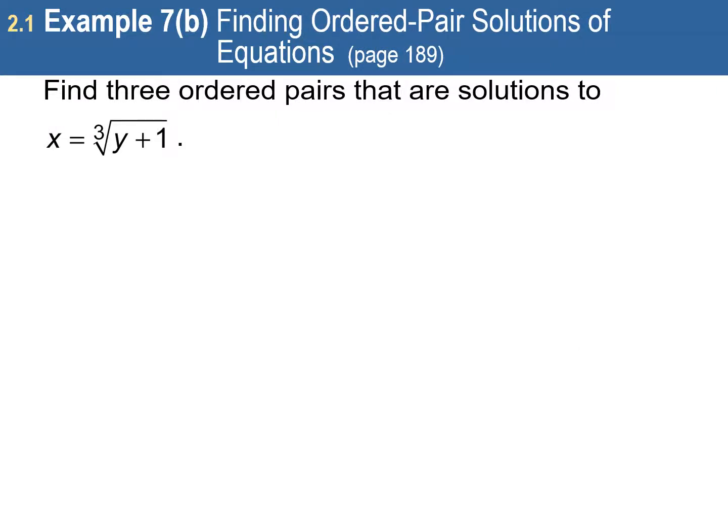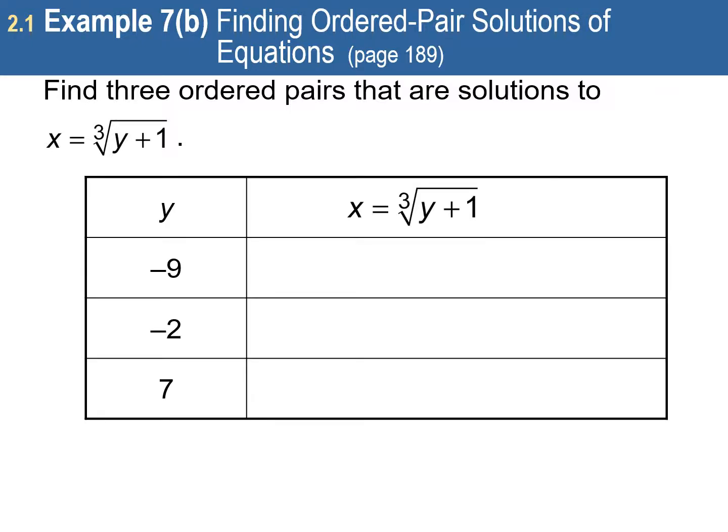Suppose I want to find three ordered pairs that are solutions to x is equal to the cube root of y plus 1. In this case, I'm going to pick values for y and substitute them in. So when I pick -9, I get x is the cube root of -8, or -2. Now you're going to notice I picked it very smartly so I can take a nice cube root.